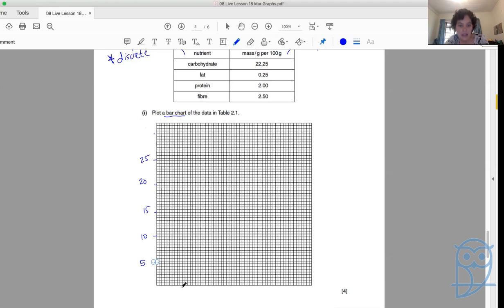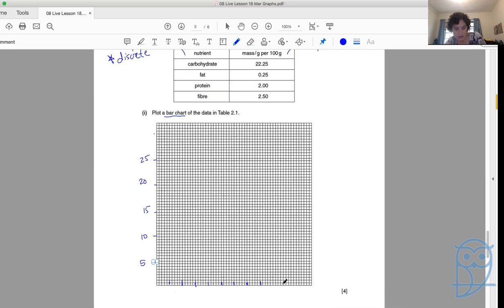Then we need our 4 bars, but we need even gaps. Often I find if we go 5 blocks, 1, 2, 3, 4, 5, then we can get a 5 block bar, then we skip 5, then we draw 5, then skip 5, there's our 3rd bar, skip 5, there's our 4th bar. Those look quite skinny and we haven't used a lot of space.